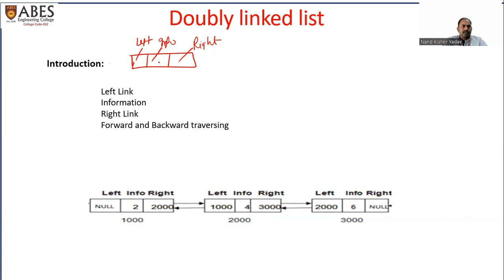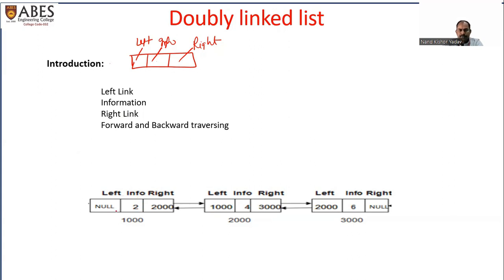So pictorially we can represent a doubly linked list node using this diagram. In some applications, we need forward traversing as well as backward traversing. For that, we need to create a doubly linked list. We can understand the pictorial representation of a doubly linked list in a better way using this diagram.